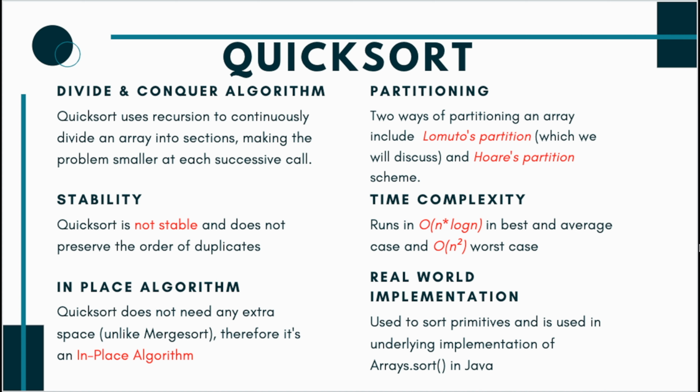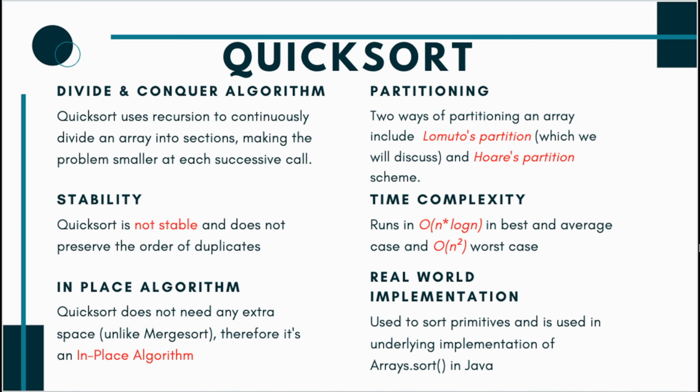All right, let's talk about in place. Quicksort does not need any extra space, unlike merge sort that allocates extra space for the auxiliary array in which the merge happens. Therefore, quicksort is an in-place algorithm. As you can see in this slide, I have made the more important terms red, so you can remember the key parts about quicksort.